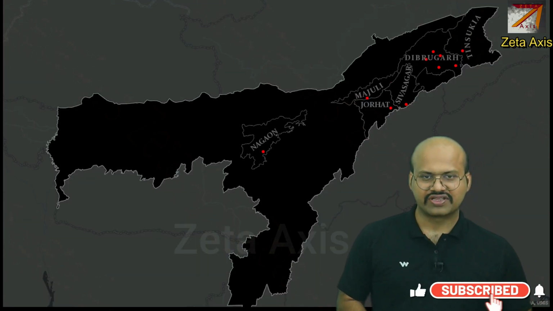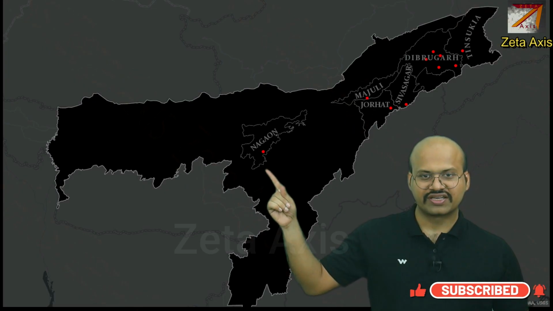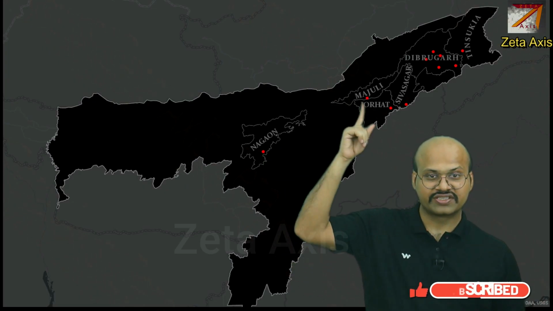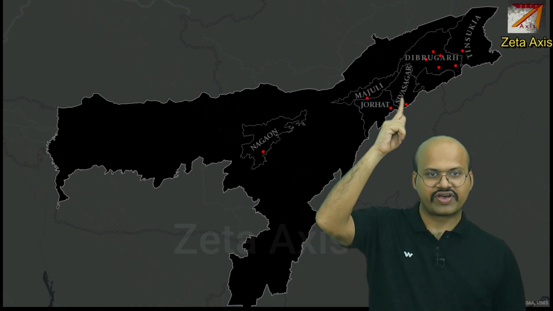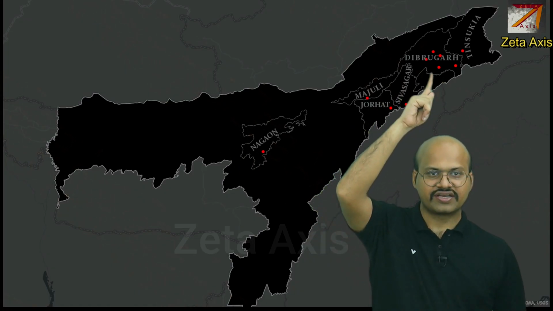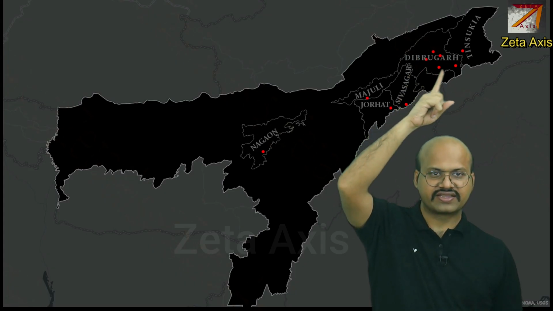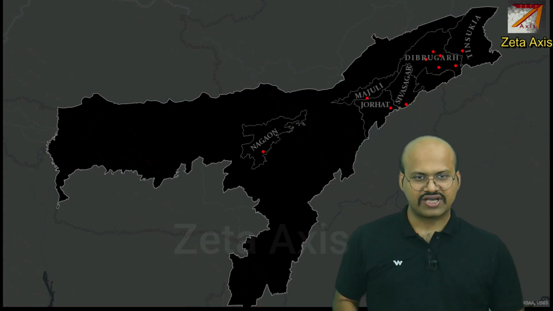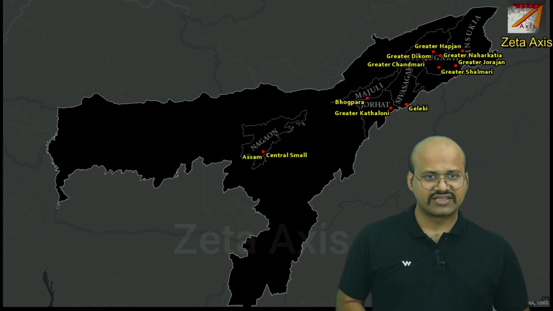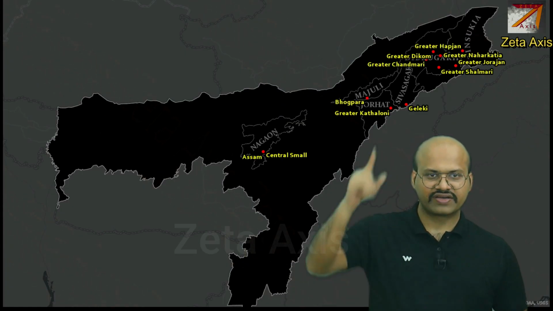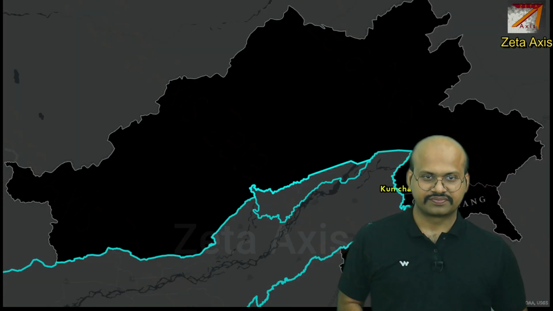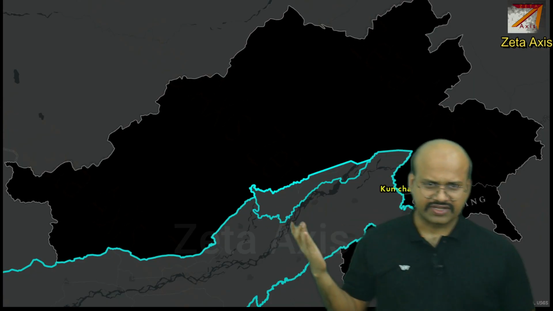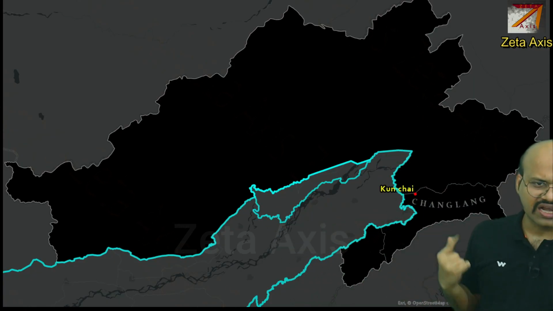So here we start with Assam, where we have one station in Nagaon district, then we have one station in Majuli, then we have Jorhat district, then we have Sivsagar, where we have one station, and then in Dibrugarh we have several stations, and then we have Tinsukia district. So Tinsukia and Dibrugarh are the major oil producing districts of Assam. These are the names of these stations, and we have here Greater Naharkatia, which is an important station. Then in Arunachal Pradesh, we have one station in Changlang district.